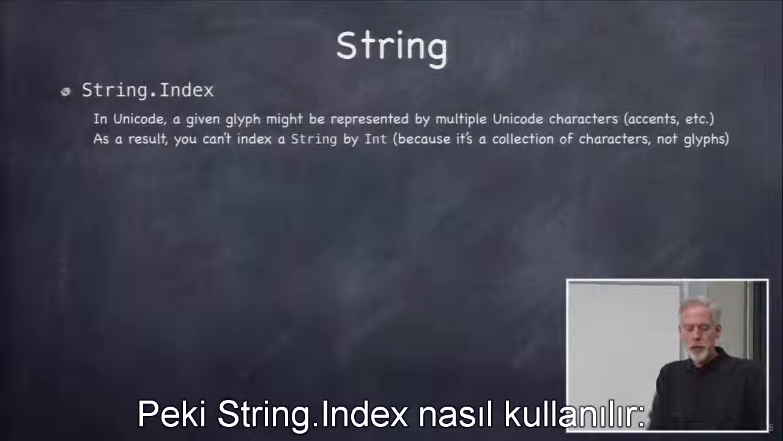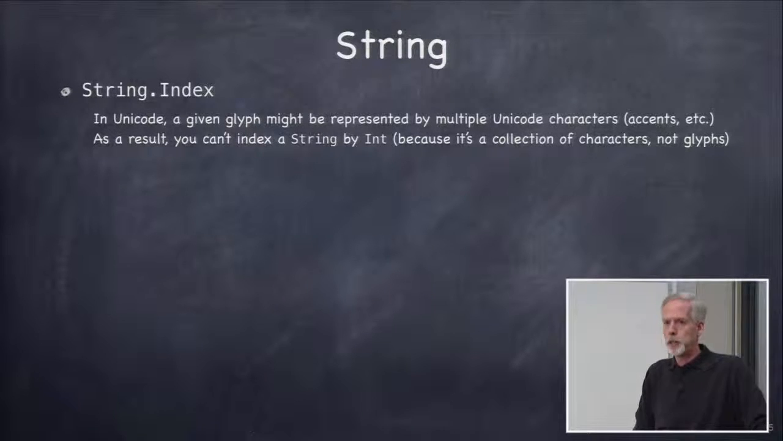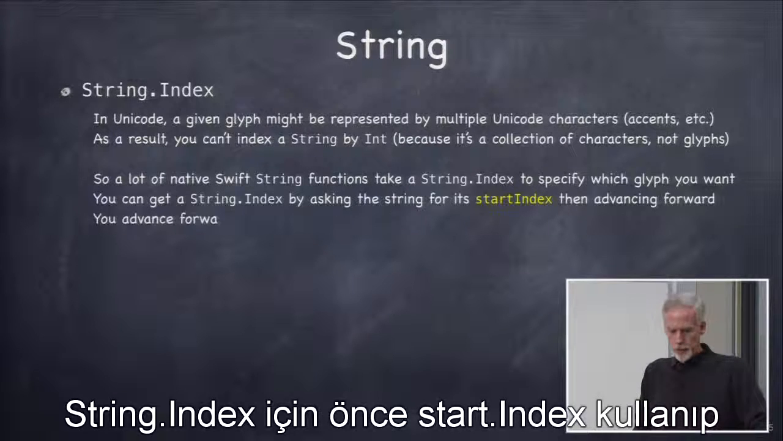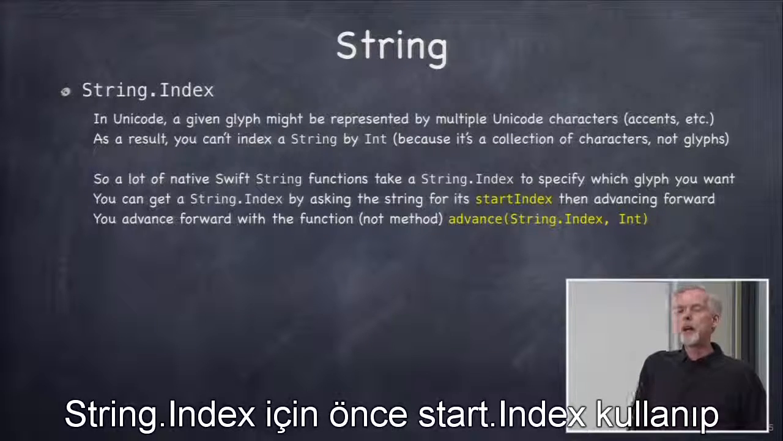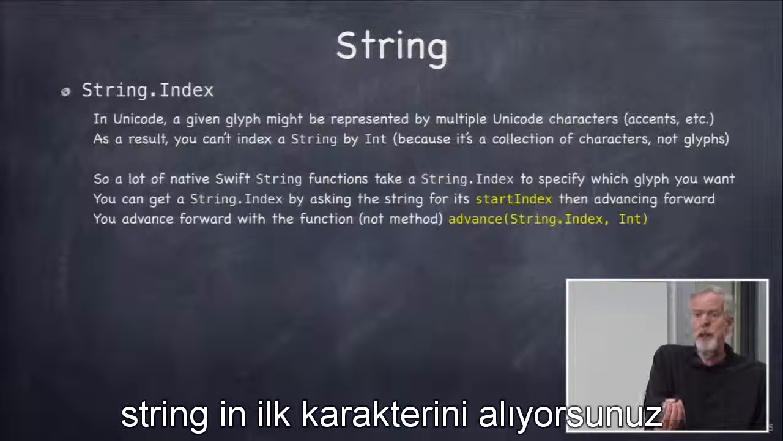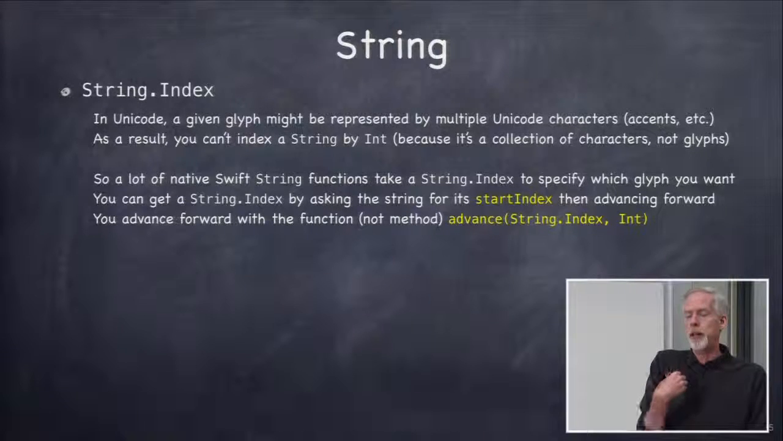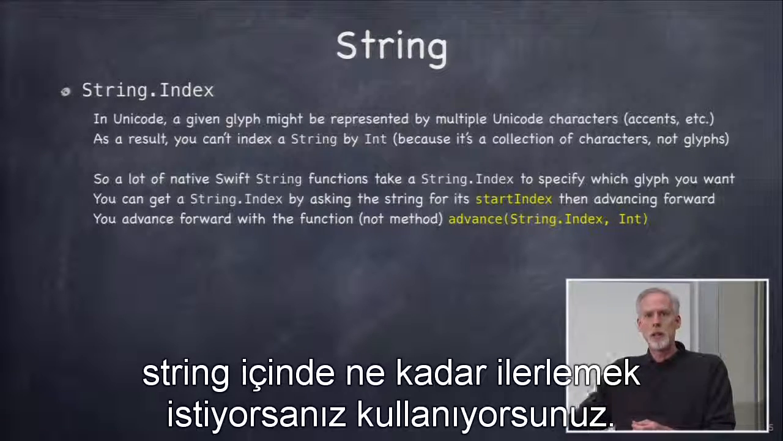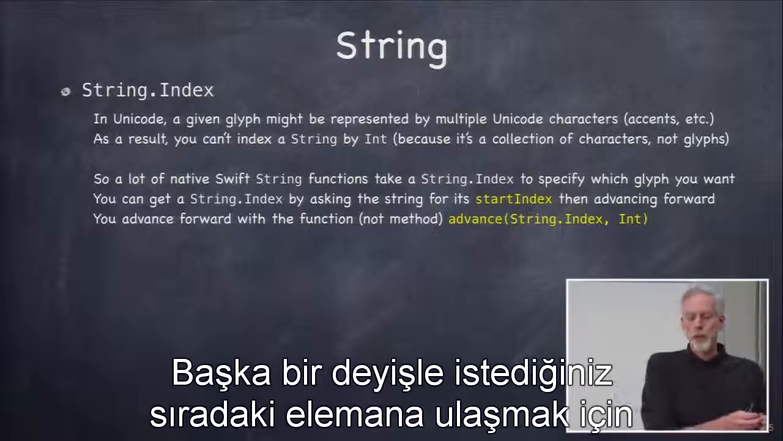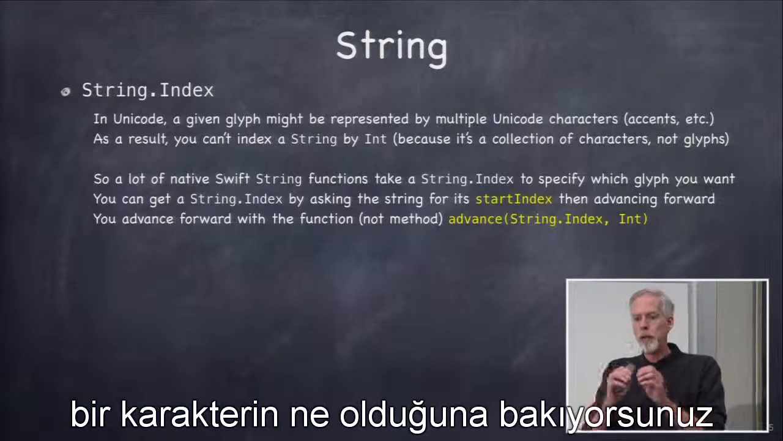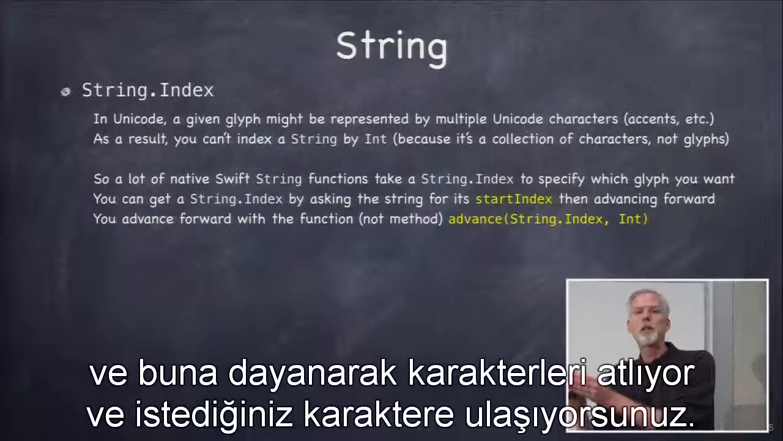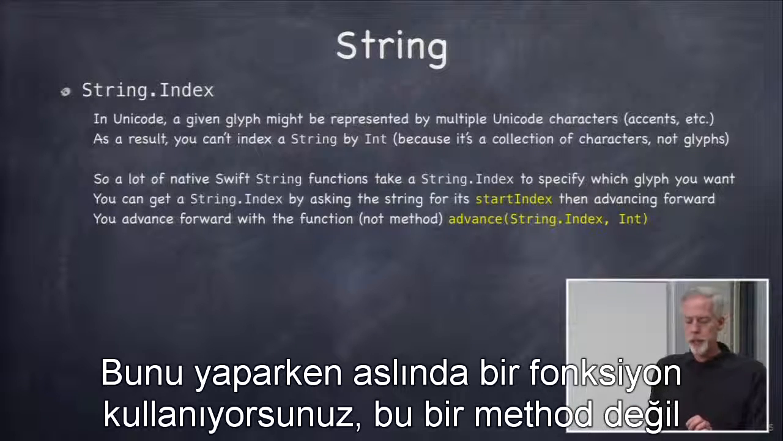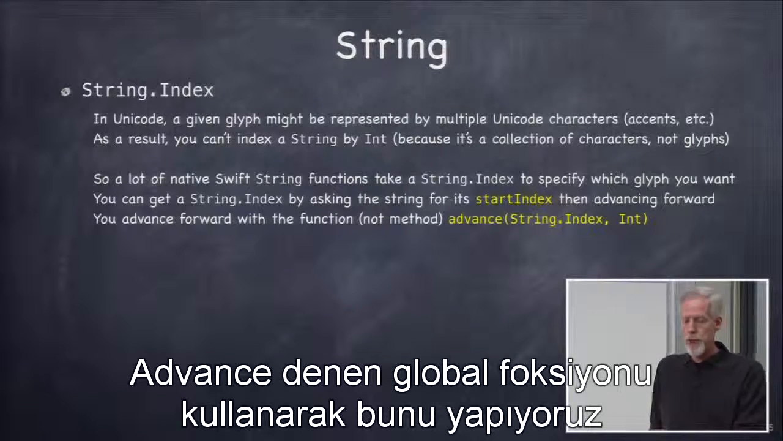So instead, strings are indexed by this other type called string.index. Okay, now how do you get a string.index? Okay, well, yes, it's saying here. So you get a string.index by getting the start index of the string. That gives you a string.index that points to the first character of the string. And then you advance it forward however many times you want to go. So in other words, you have to look through the character so that it'll jump over E accent aigu, both characters, to the next one, you see? So you do that with this function. It's not a method in string. It's actually just a function, a global function called advance.